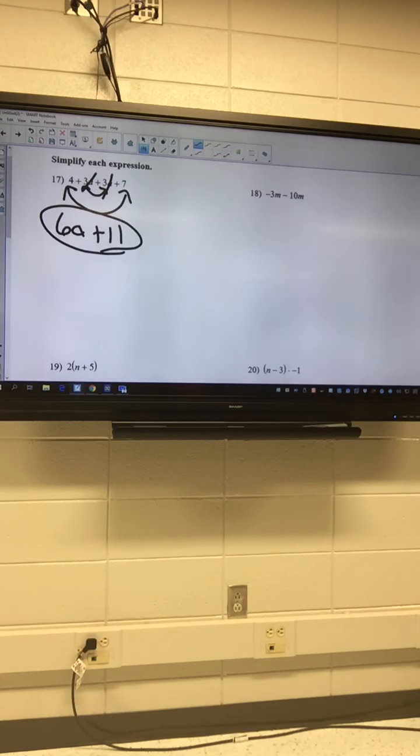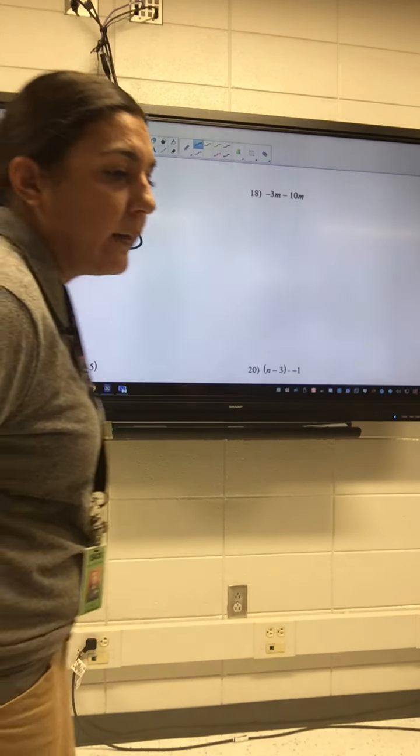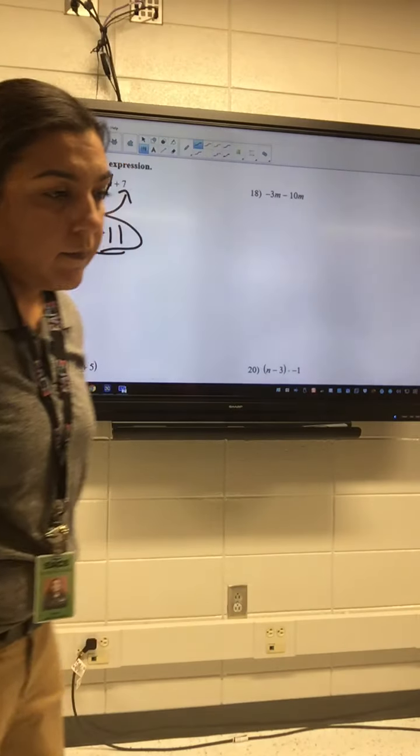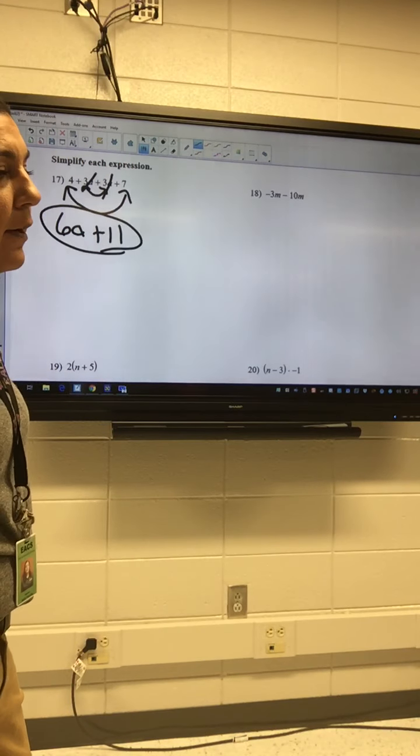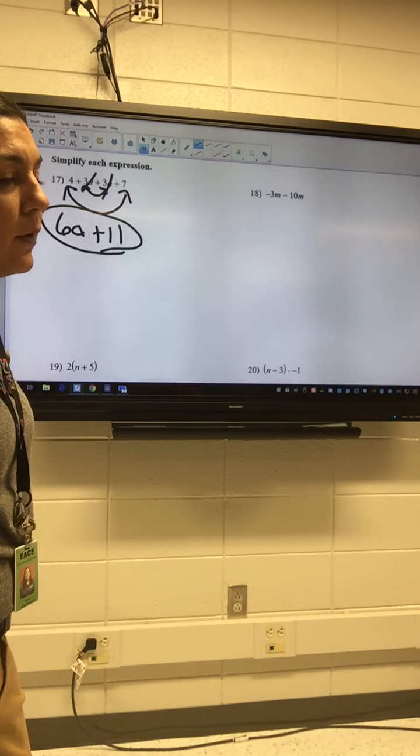Does it matter which order you put them in? Absolutely not. So if you put 11 plus 6a, I still count it right because it is. Most people say do the one with the variable first, but that's just being petty.